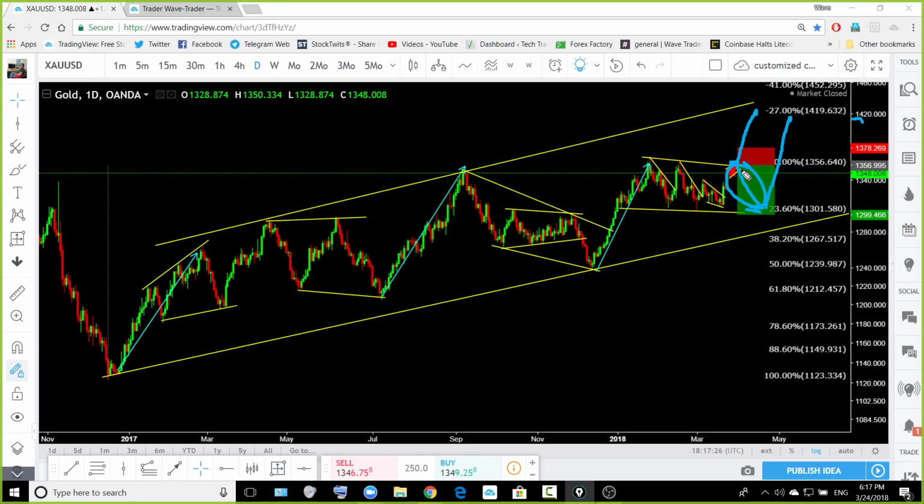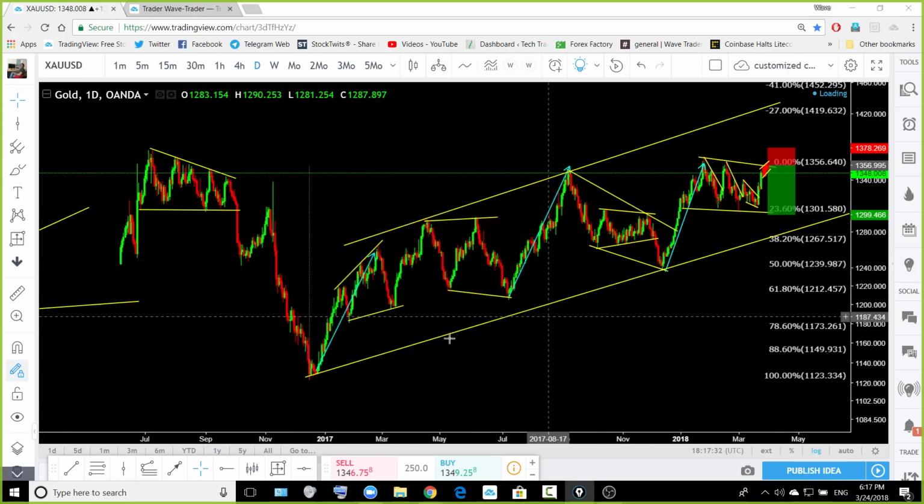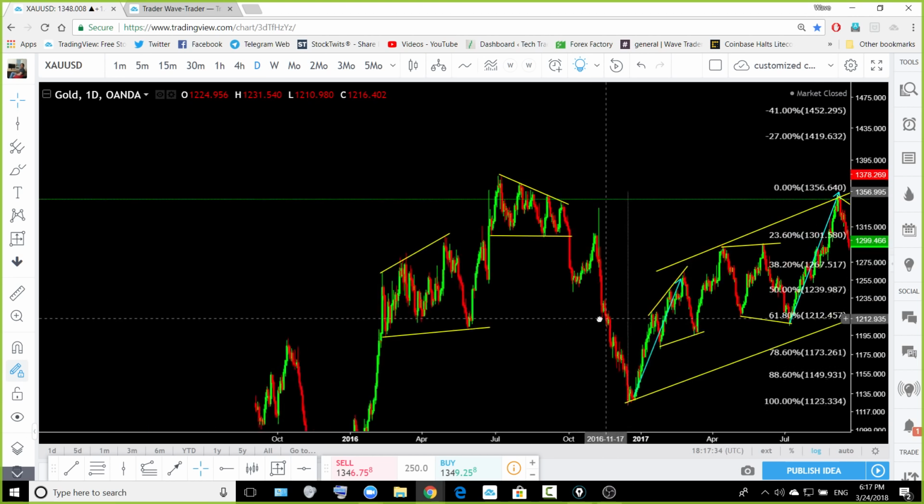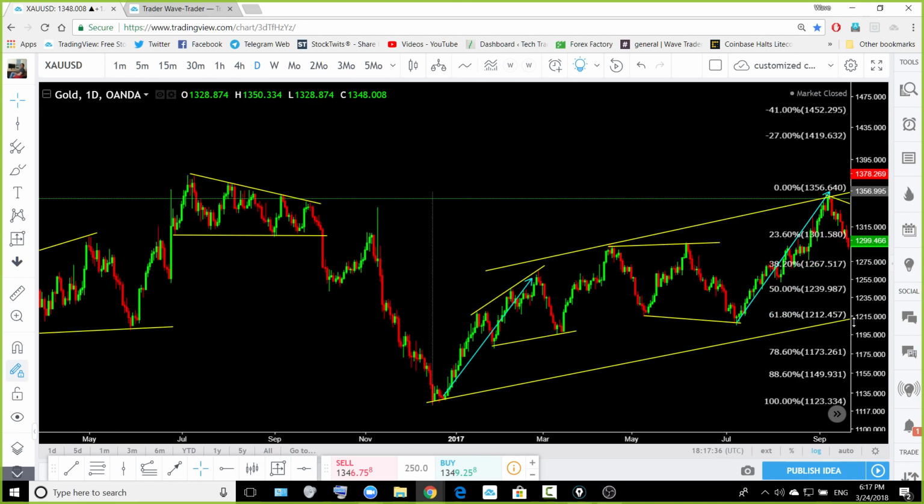All right, so you can trade for that wave for next week, but for that trade, you have to wait for the price to hit the top. Let me show you the past chart. The trade which I'm showing you.